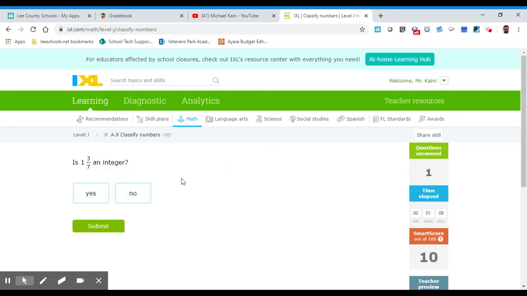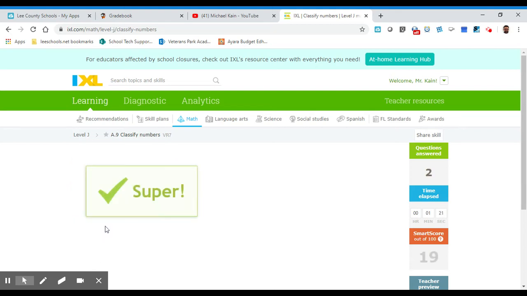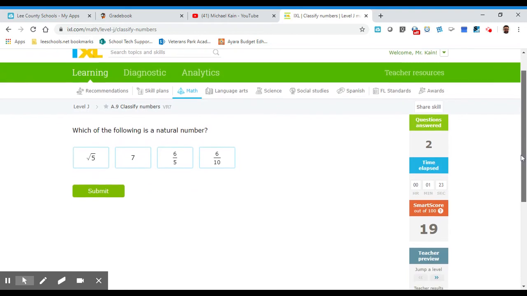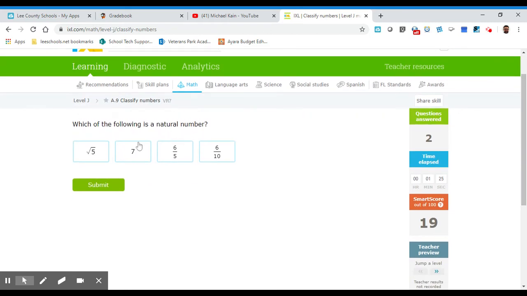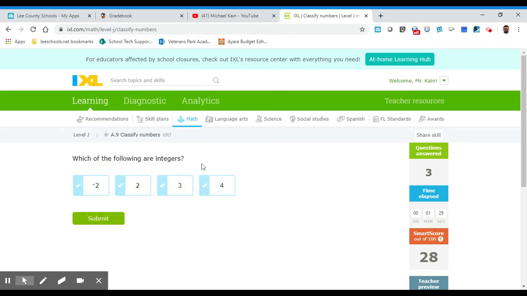Okay. Is this an integer? No, because integers have to be on a number line. They're counting numbers like 1, 2, 3, 4, or -5, -6, -7, so forth. Right? Let's see. Is this a natural number? Is the only one that's a counting number 7? Which of these are integers? They're all integers because they're all numbers that could be on a number line.